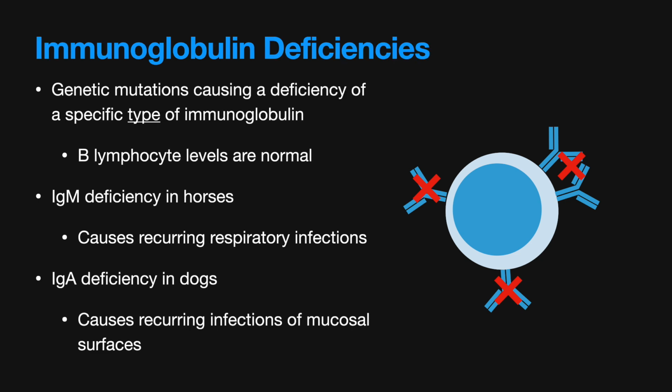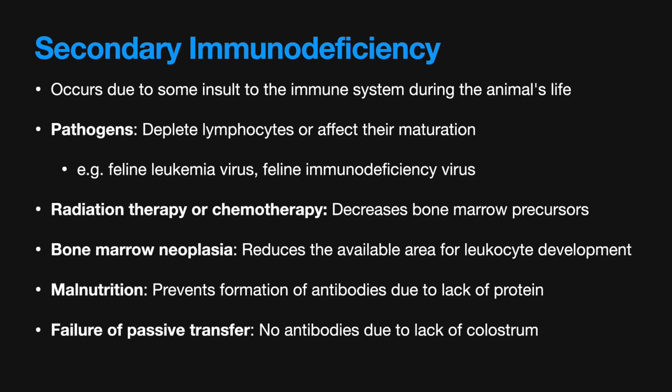Finally, we have immunoglobulin deficiencies. These are caused by genetic mutations that result in a deficiency of a specific type of immunoglobulin. However, the B lymphocyte levels in these disorders are normal. IgM deficiency has been described in horses and can be associated with recurring respiratory infections. IgA deficiency has been described in dogs, where it causes recurring infections of the mucosal surfaces, because IgA is primarily used for mucosal defense.